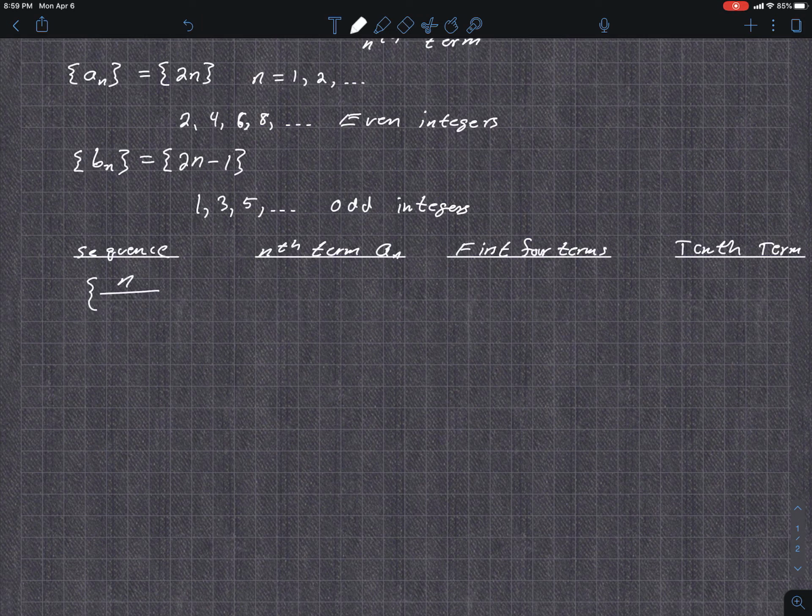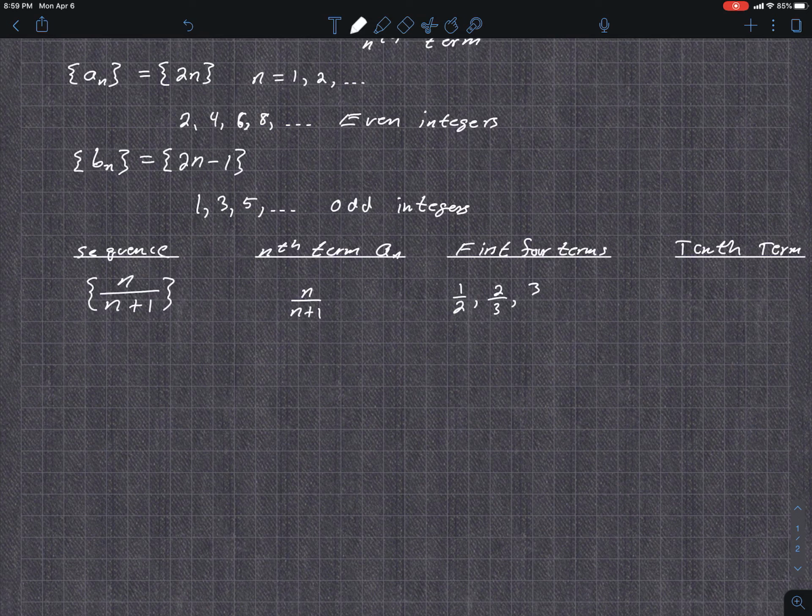Just to give you some ideas in case you hadn't seen this ever before. So here's one. If you have n over n plus 1, that is a notation for the entire sequence. The nth term is just what's inside, basically. It's just the n over n plus 1. It's like the function that you're substituting in the variables, the independent variables.